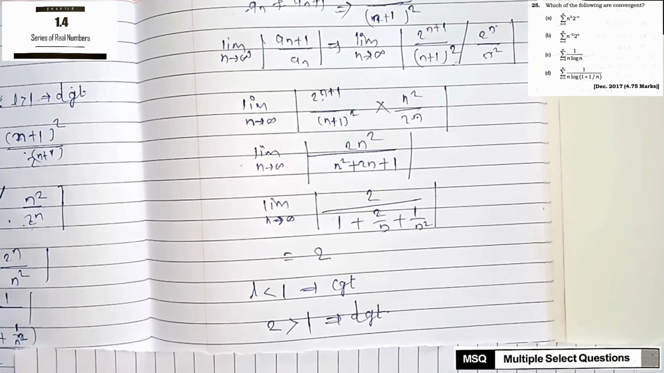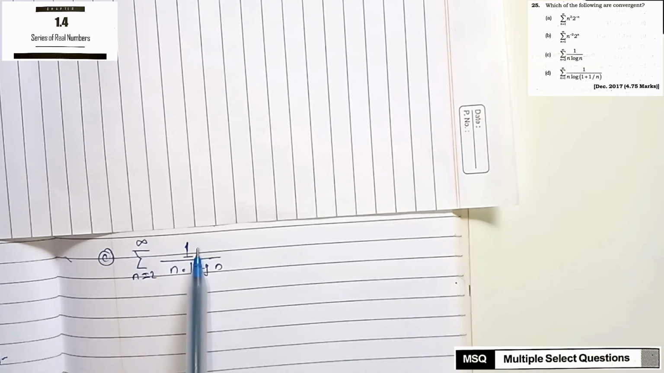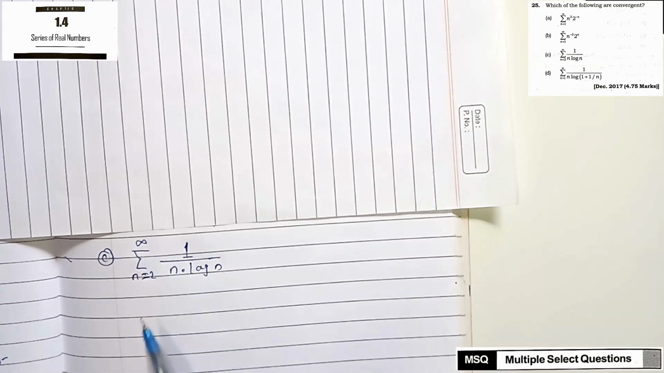Now let's move to the third option. In our third option, we have the given series n equal to 2 to infinity, 1 upon n log n. Why is n not equal to 1? Because log 1 is not possible here. Log 1 gives 0, and 1 upon 0 goes to infinity. So for n equal to 1, our series is not defined. So we need values from n equal to 2 to infinity.